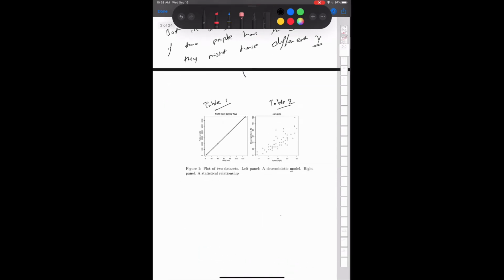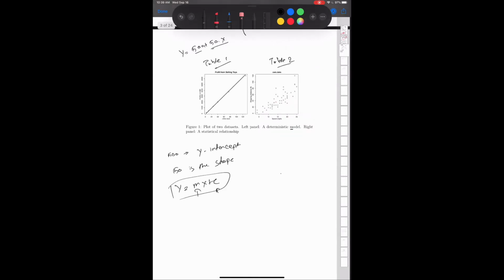If you tell me x, then y was 500 plus 50 times x. Okay? So when I write a straight line like this, it means 500 is the y intercept, and 50 is the slope. Right? y equals mx plus c. You remember that equation? m is the slope, c is the intercept. Okay. So since in a deterministic relationship, the relationship between y and x is exact and they fall exactly on a straight line, every data point falls on the line.